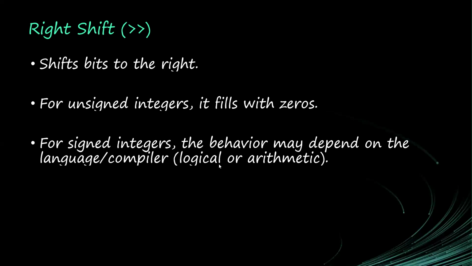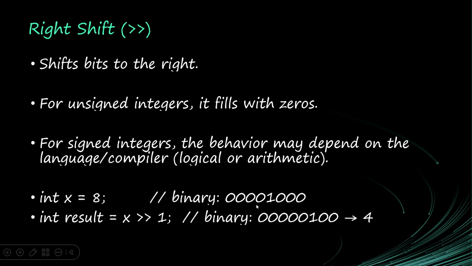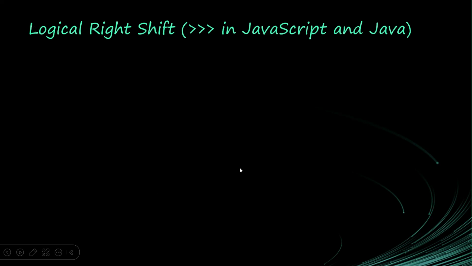So for unsigned integers, you fill with zeros when you shift to the right. But for signed integers, the behavior may depend on the language or compiler. So when you're doing 8, this is a positive number because the most significant bit is 0. So if you make your shift, you fill in with zeros. Now let's take a look at the logical right shift.